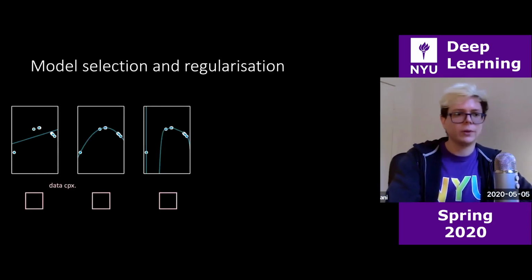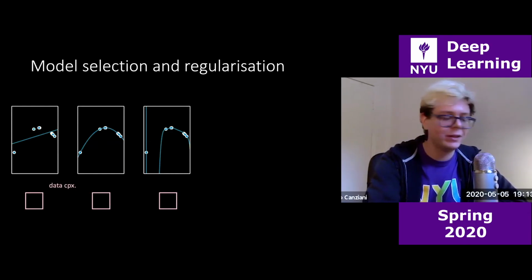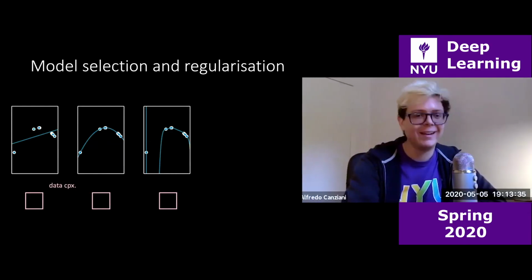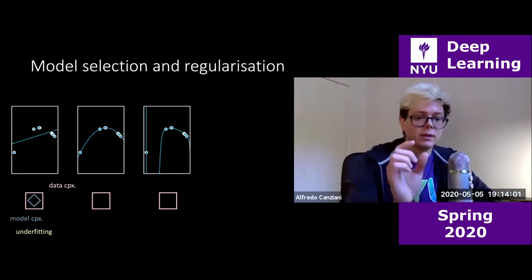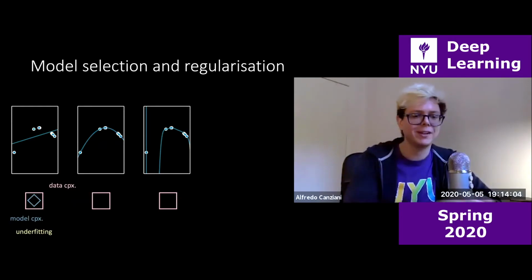I start with this drawing here. Someone told me it's not intuitive, but for me it is, so there you get it. Here I'm showing you with the pink box the data complexity. Those dots are samples from my training data set, and then I try to fit 3 different models. In the first case, the model complexity is smaller than the data complexity, and therefore you have a phenomenon called underfitting. You try to fit what looks like a parabola with a straight line, and therefore you're not doing a good job.